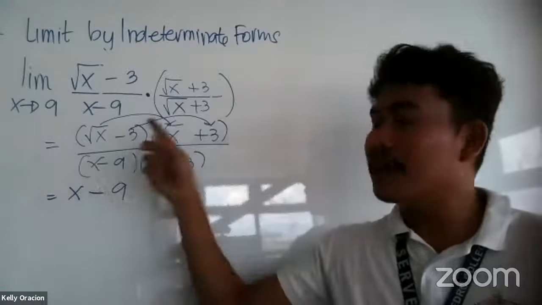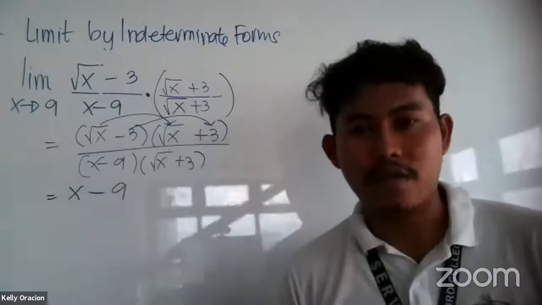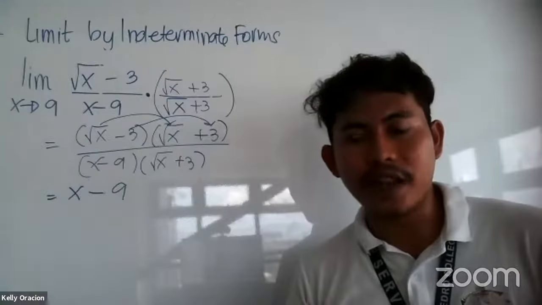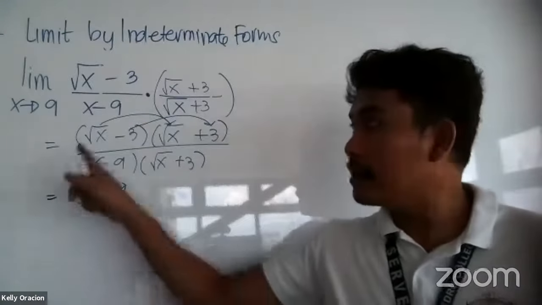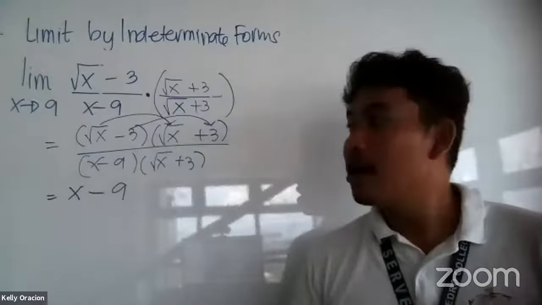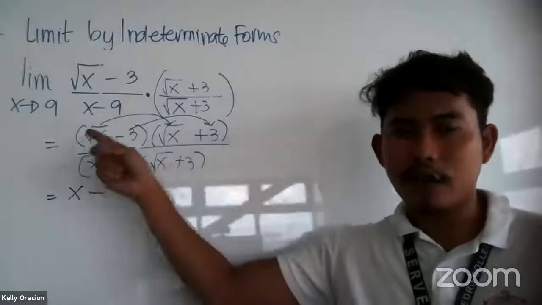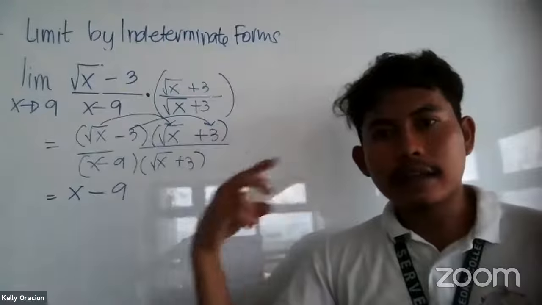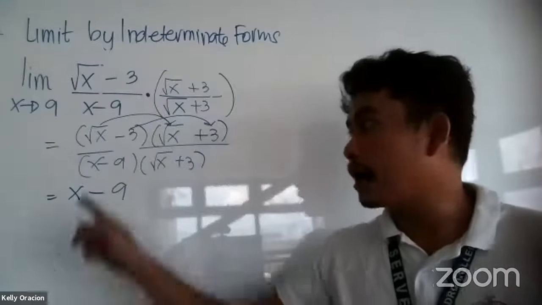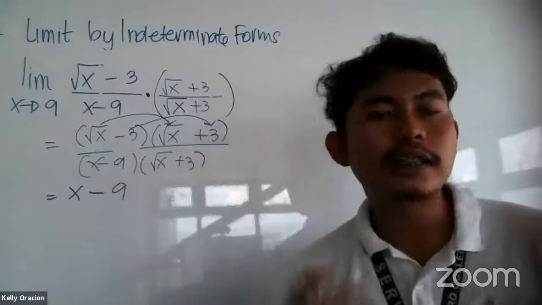Kasi class, this is a concept of sum and difference. The concept of sum and difference is that the factors have the same terms but opposite sign. As you have observed, parehas: square root of x, 3, 3. The sign between the terms na ang magkaiba, ang isa minus, ang isa plus. That is sum and difference.